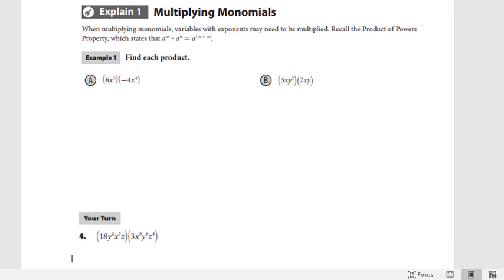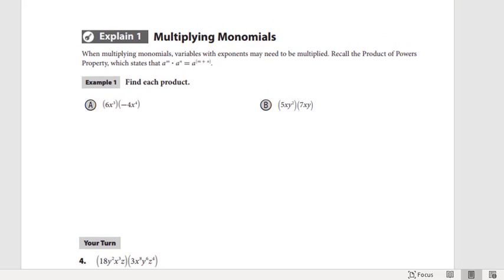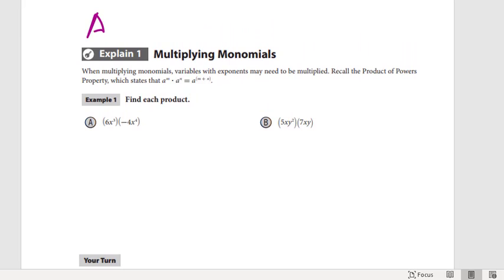All right, so our first overall goal, when we're multiplying, we have to use the product of powers. So a to the m times a to the n equals a to the m plus n power. Essentially what we are doing is we are going to add exponents. When we are multiplying monomials, we add the exponents together if they have the same base.